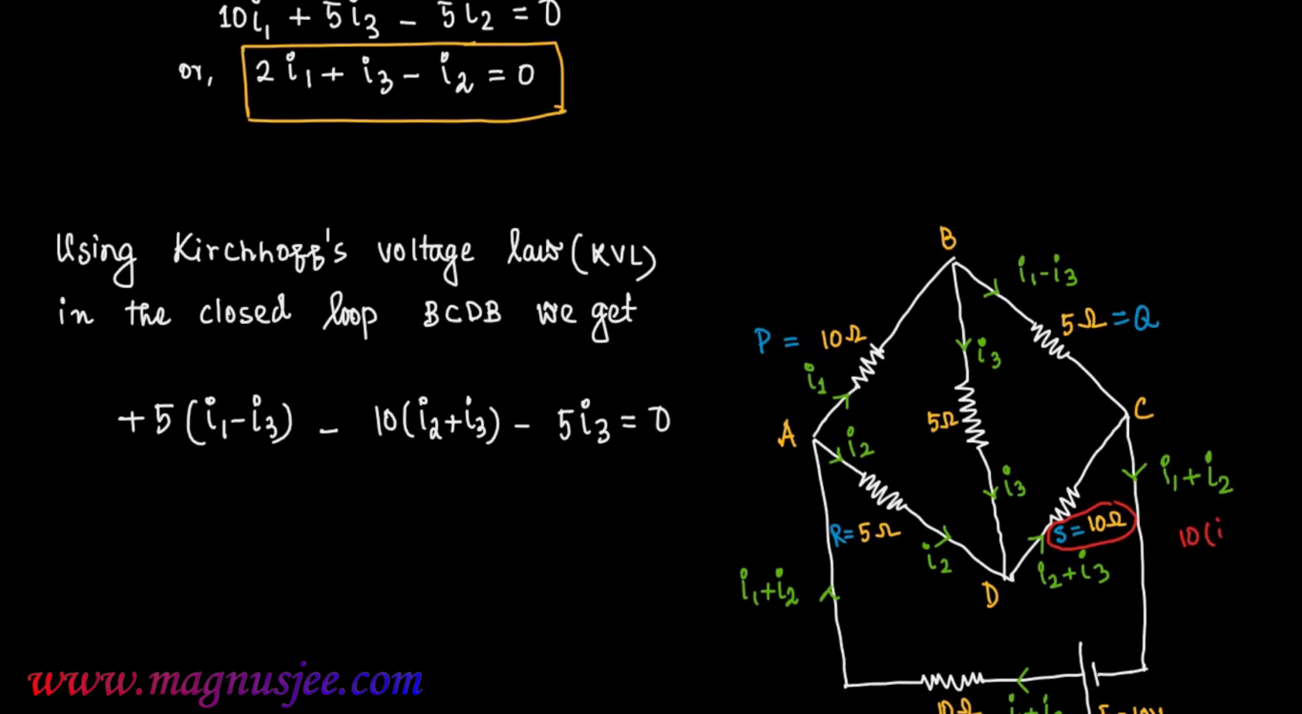Here the potential difference across the 10 ohm resistor between D and C is 10 into I2 plus I3. That will be negative because we are traveling along BCDB. That means we have to travel from C to D, but the current I2 plus I3 is flowing in the opposite direction. That's why 10 into I2 plus I3 is negative. So we get 5 I1 minus 10 I2 minus 20 I3 equal to 0.